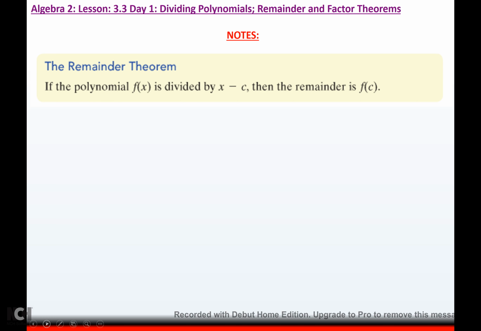The remainder theorem says if the polynomial f of x is divided by x minus c, then the remainder is f of c. What it says is if you did either long division or synthetic division, when you get your remainder down here, it will always be the same number as if you just did f of c. In other words, if you took your function and changed all of your x's to that number.